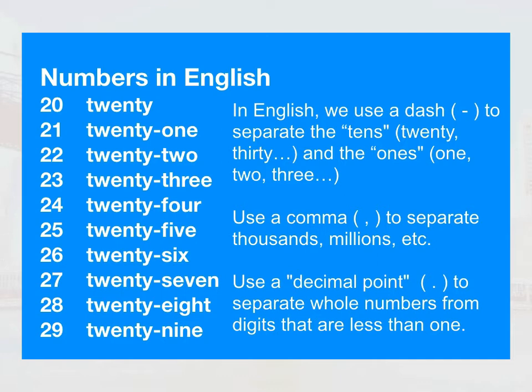We're going to use a comma to separate thousands, millions, etc. And we're going to use a point or decimal point to separate whole numbers from digits that are less than 1. Now note that these two last ones are different from a number of languages, including Italian.